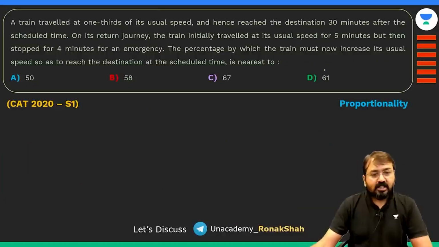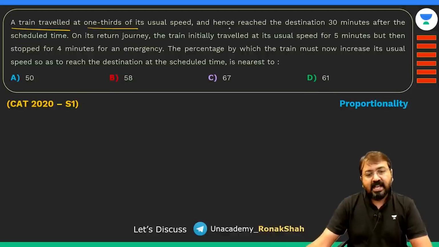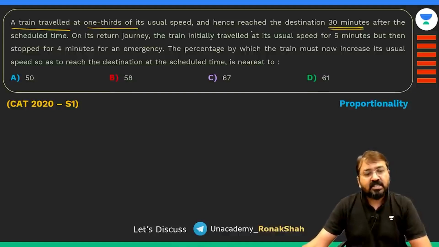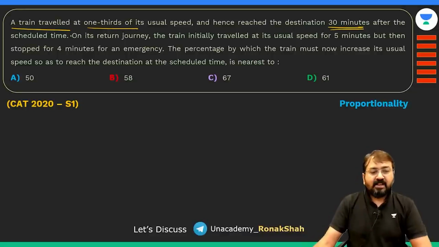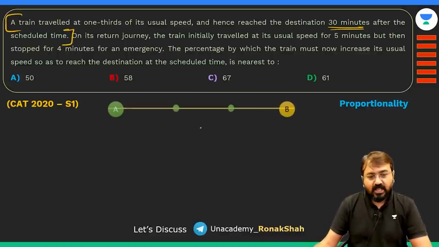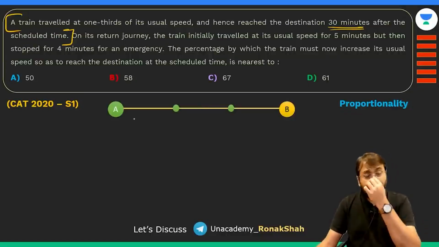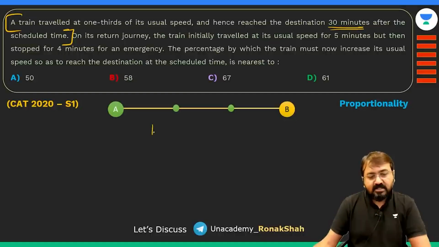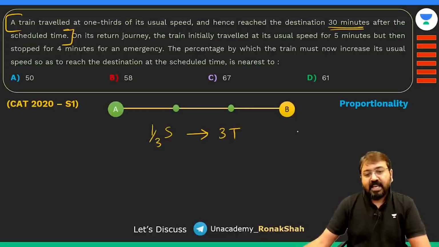So guys, here is another question. Let's understand the question. A train traveled at 1/3 of its usual speed and hence reached the destination 30 minutes after the scheduled time. Now guys, what does this statement mean? Let's analyze this part first. Okay, so here is the situation. Train goes from A to B, and if it travels at 1/3 of the speed, definitely it will take 3t time, and it reaches 30 minutes after the scheduled time, that is 10:30.